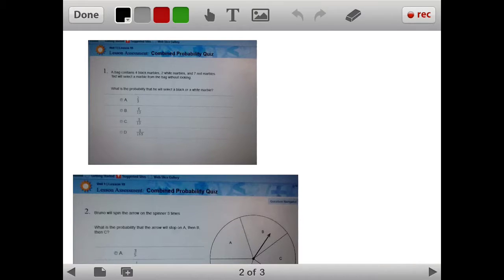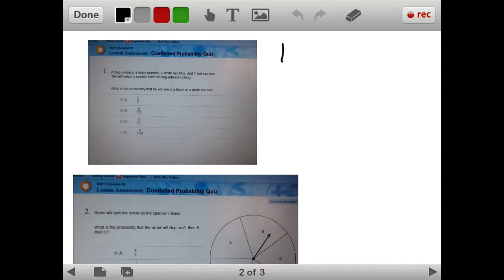It says a bag contains 4 black marbles, 2 white marbles, and 7 red marbles. Ted will select a marble from the bag without looking. What is the probability that he will select a black or white marble?